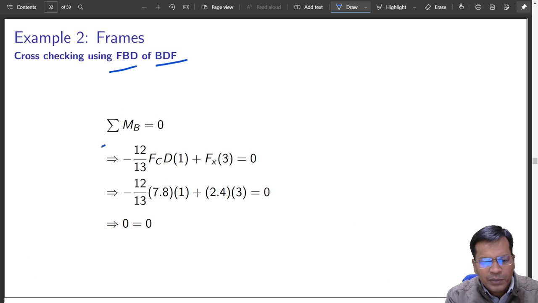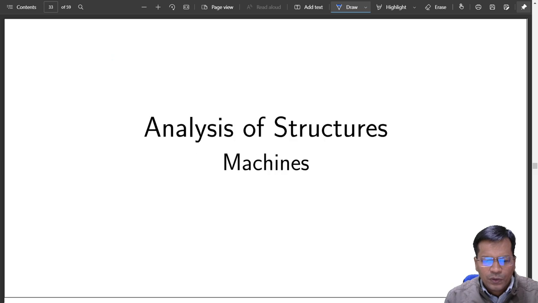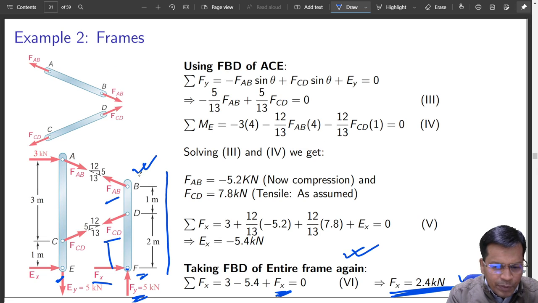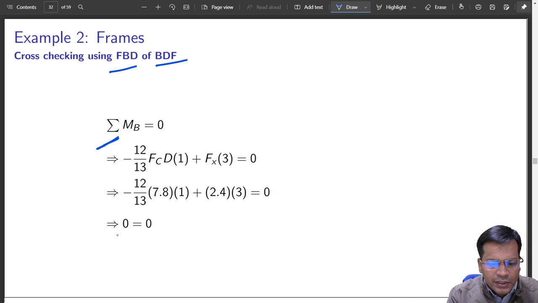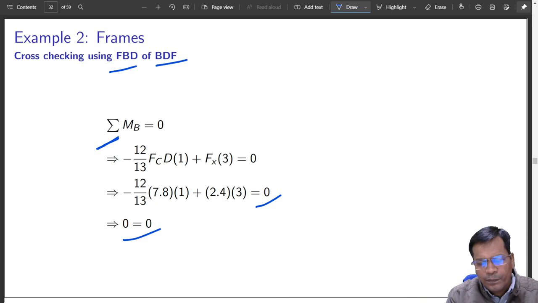So I have randomly taken moment at B equal to 0, and I found that it is coming out to be 0. So that gives me a quick check that we have gone all okay. So this is how we did.